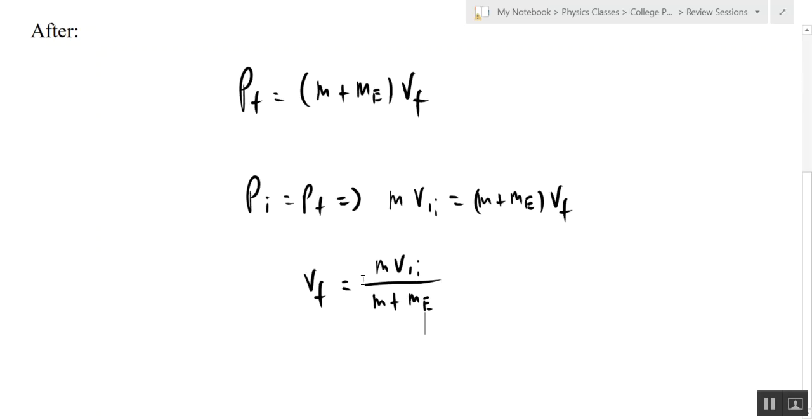So what's the bottom? You're adding a small number to a large number, right? It's just the same thing. You can negate the m, basically. The m basically goes away because this is so much bigger than that, right? So you get the mass of the Earth.